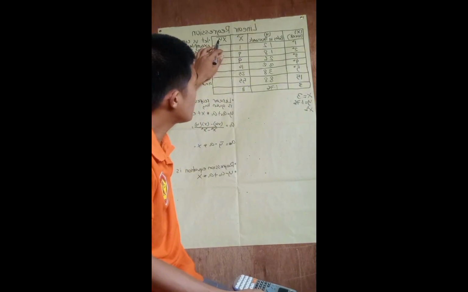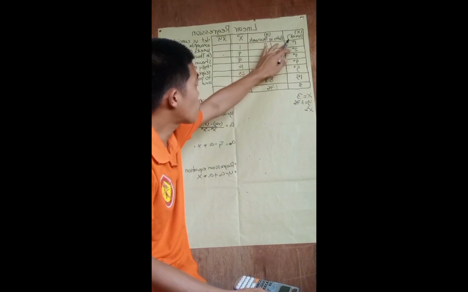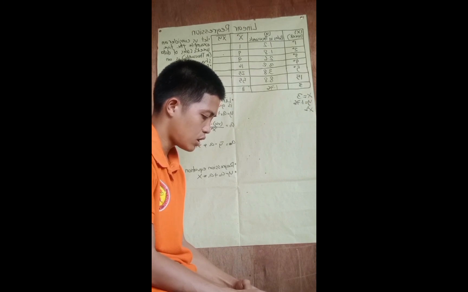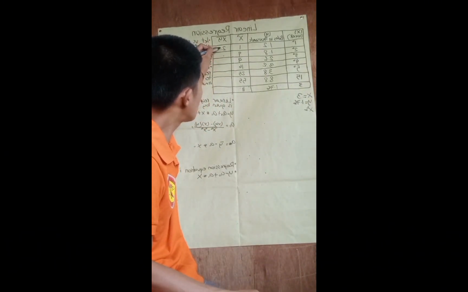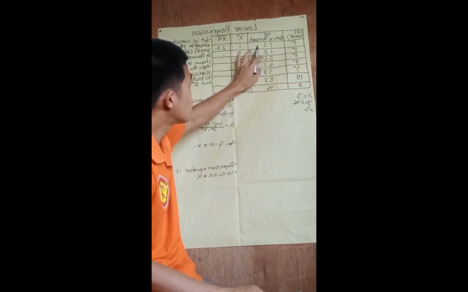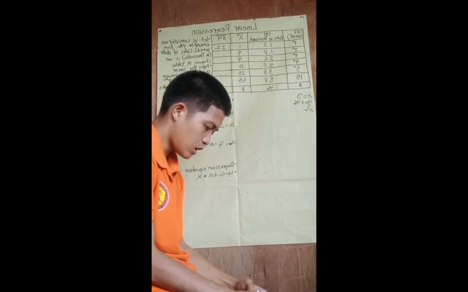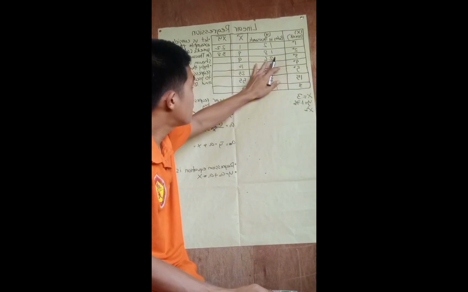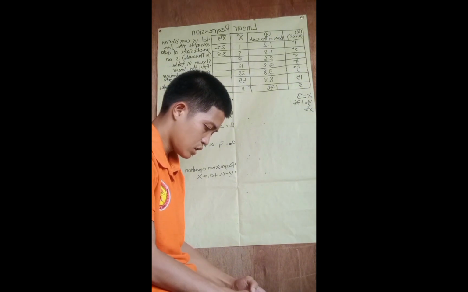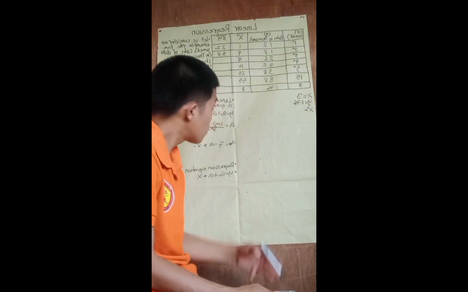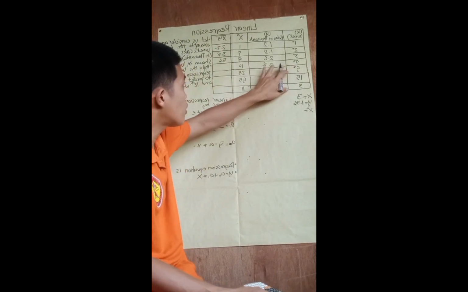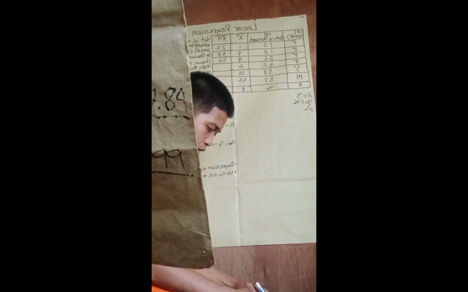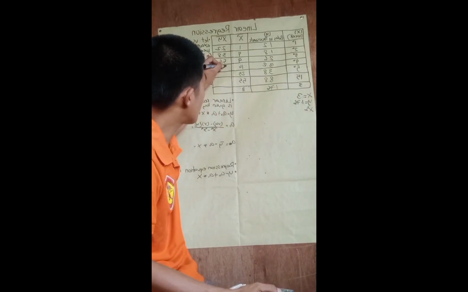And to get the x and y, you multiply the x and y, the week and the sales in thousands. 1 times 1.2 is equal to 1.2. 2 times 1.8 is equal to 3.6. 3 times 2.6 is equal to 7.8. 4 times 3.2 is equal to 12.8.